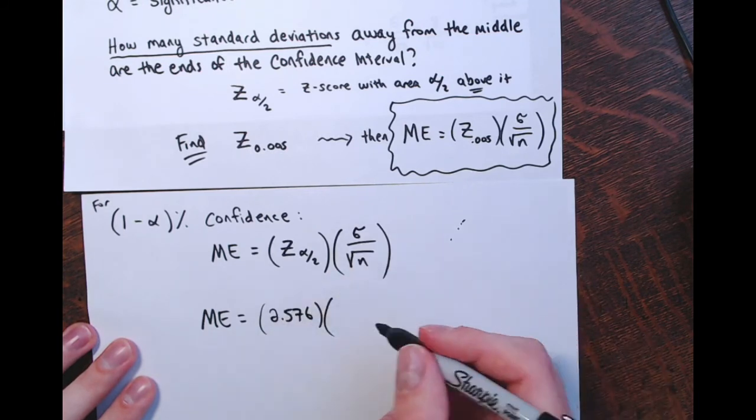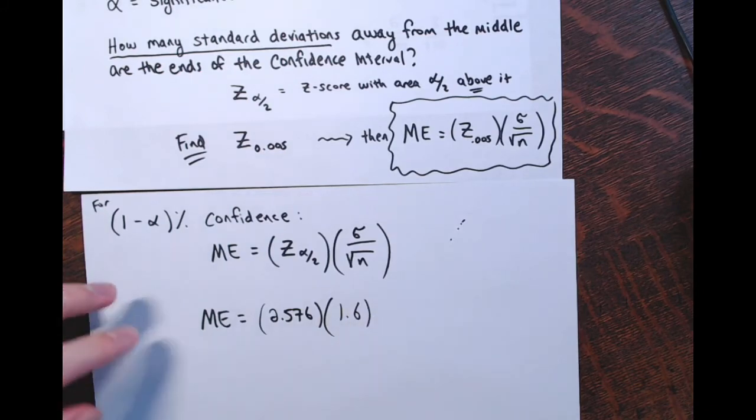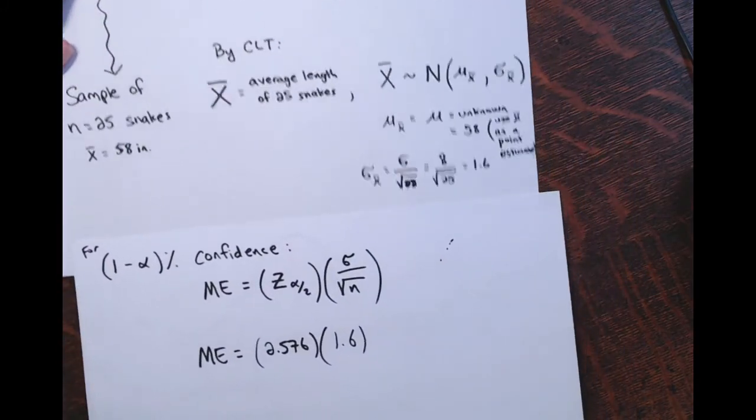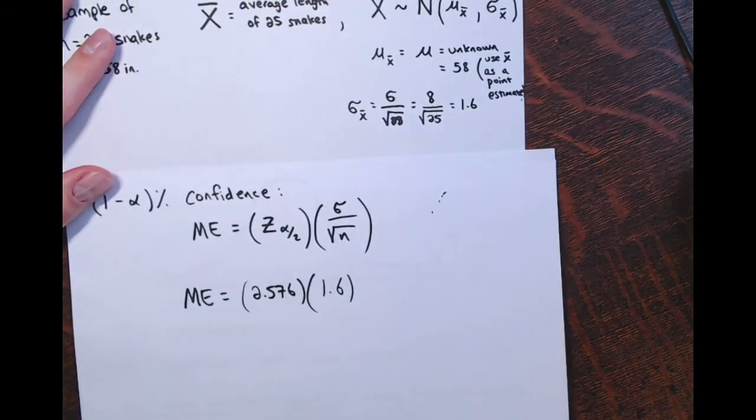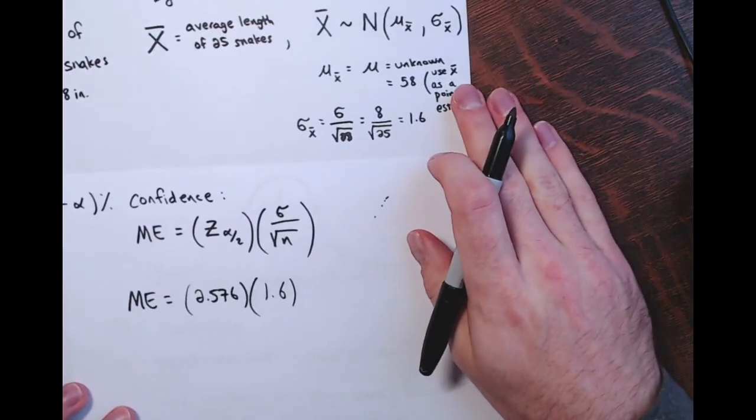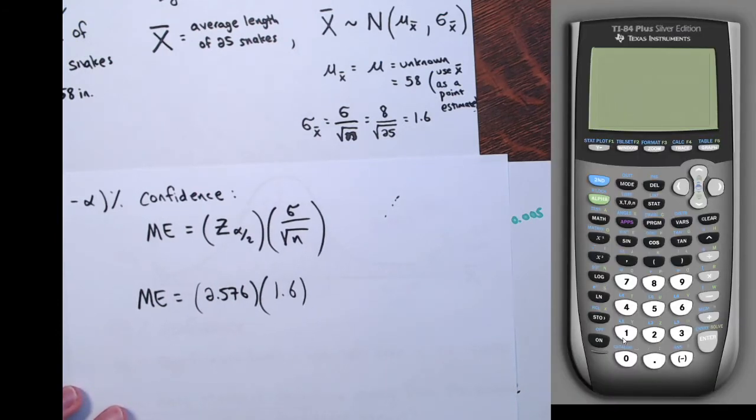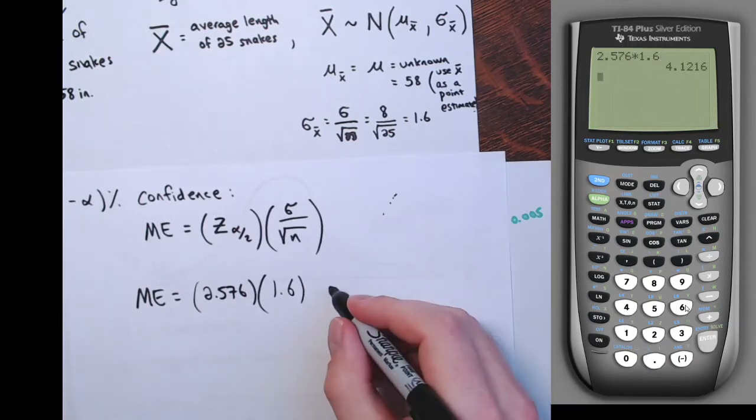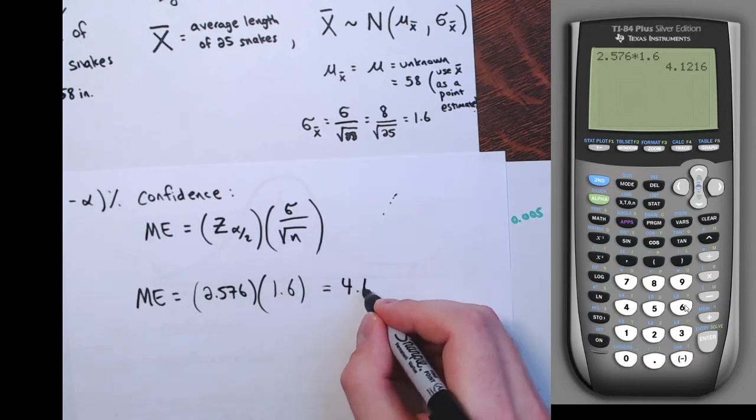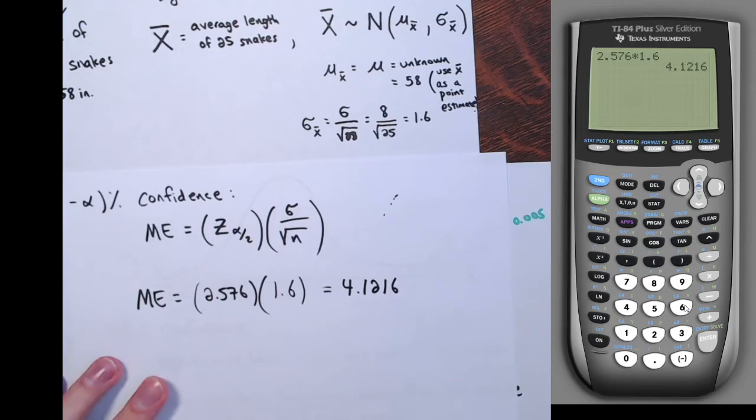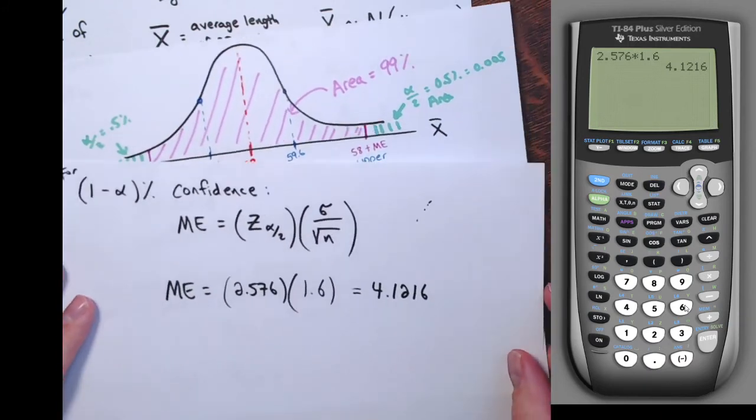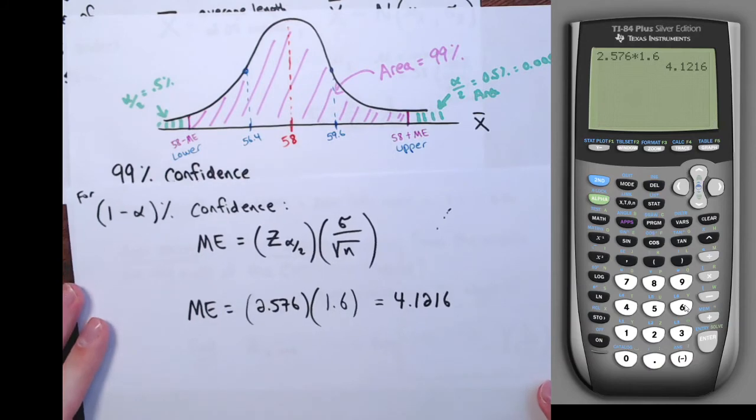And what is the standard deviation? Well, we said that was 1.6 earlier, right? That was 8 divided by the square root of 25, 1.6. All right, let me enter what this is. I'll pull the calculator up. So 2.576 times 1.6. So this margin of error is 4.1216.